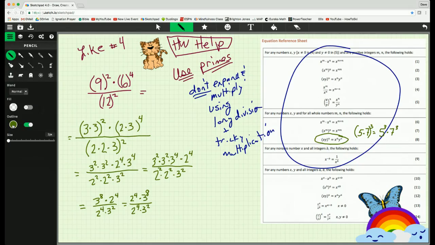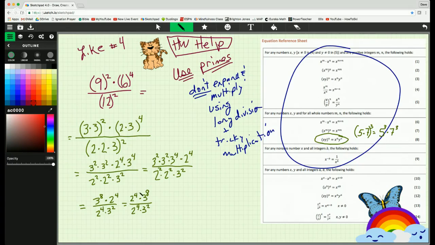Now it's getting very cool. Watch what I do here. I'm going to cancel these guys. And then what I'm left with is 3 to the 8th over 3 squared. Well, I can use this rule, rule number 13. 3 to the 8th over 3 squared is the same thing as 3 to the 8 minus 2, and that's 3 to the 6th power.